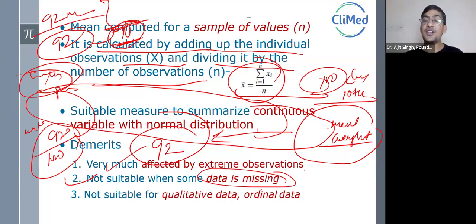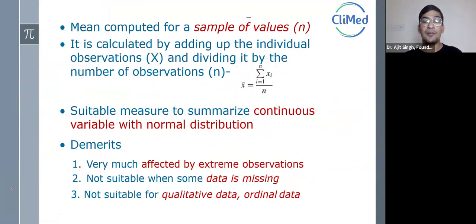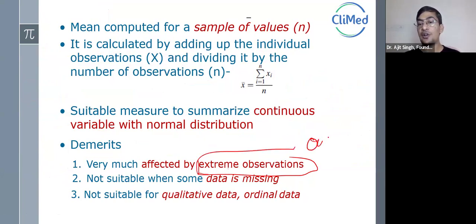And then extreme observations: the mean is very much affected by the extreme observations. It is not suitable with extreme observations also. Can someone tell me, guys, what does it mean by extreme observations? Can someone give me an example of extreme observations? Or I'll give you another name for extreme observations. We call them outliers.